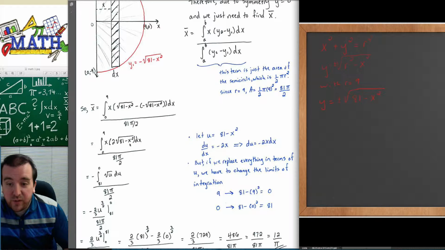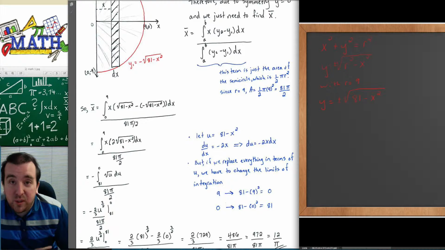So the integral of the top is actually not too bad an integral to figure out if we do some u substitution here. If we let u equals 81 minus x squared, then of course the derivative du dx is negative 2x, which means that du equals negative 2x dx. Now we actually have all that, right? We have the root of 81 minus x squared, so that will be root of u. That's u inside here.